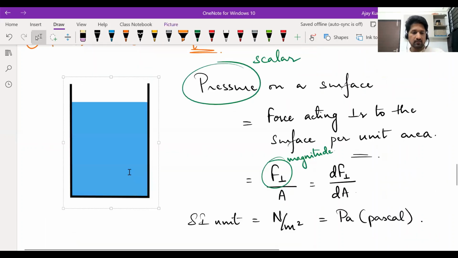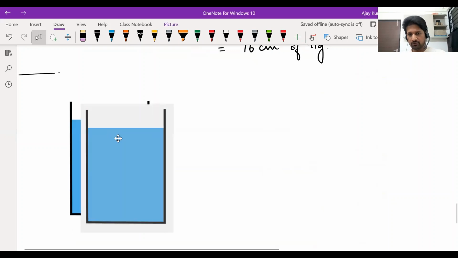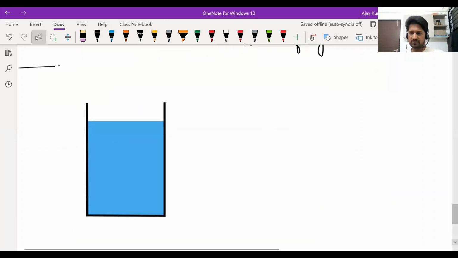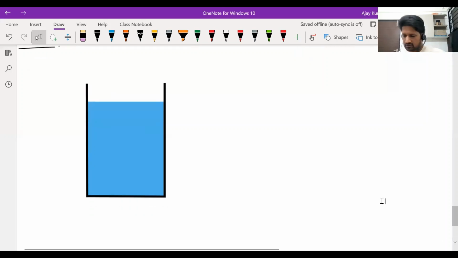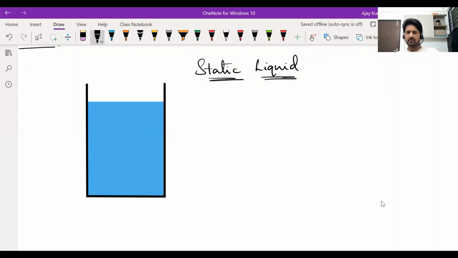So let's see how to calculate pressure in a liquid. Because if you know pressure in a liquid, then you can tell how much force the liquid will exert. So assume there is a static liquid. Can any of you tell me what static means? Or what is the meaning of a static liquid?